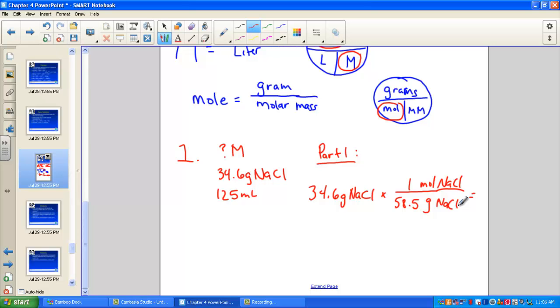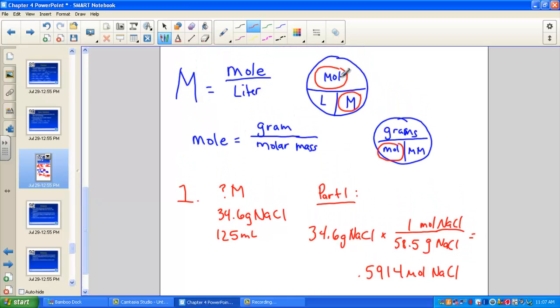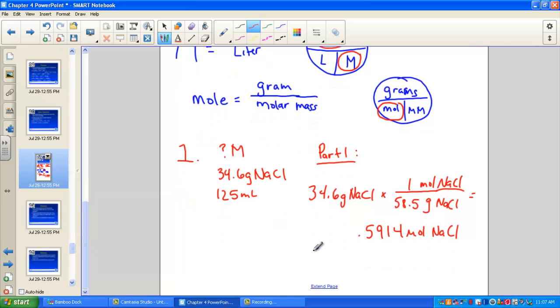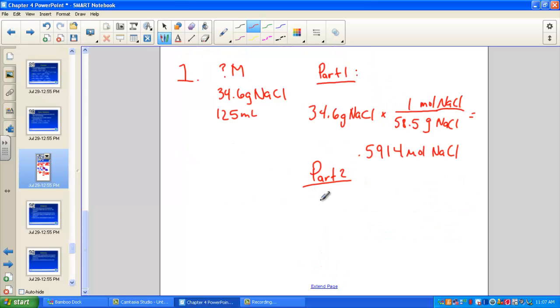And the number of moles is 0.5914. And I'll just leave that as moles of NaCl. Now what? Grams over molar mass got us to moles. We're ready to come up here and look at that second algebraic expression, moles per liter, to find molarity, moles per liter. So big M will be the second step of our two-part problem.